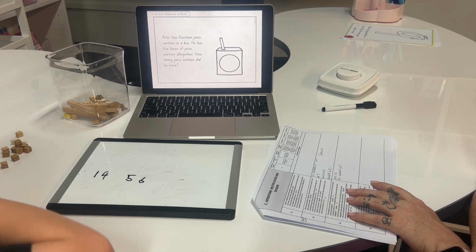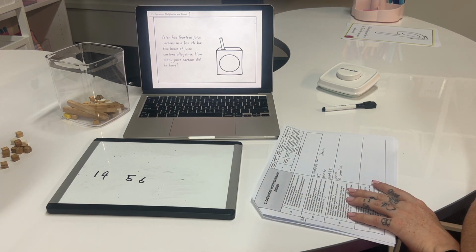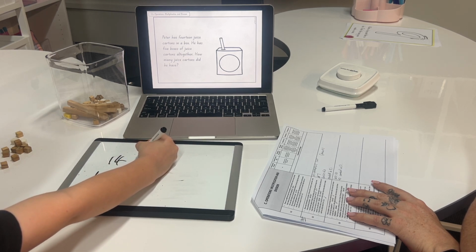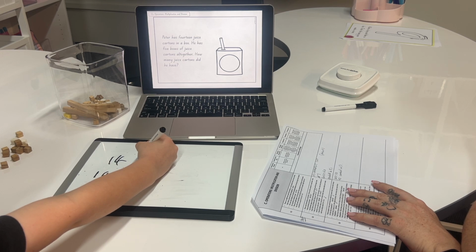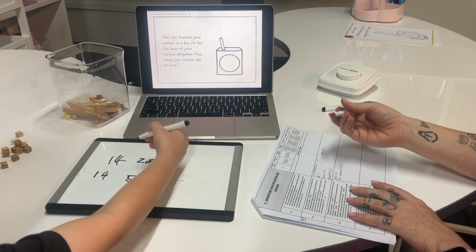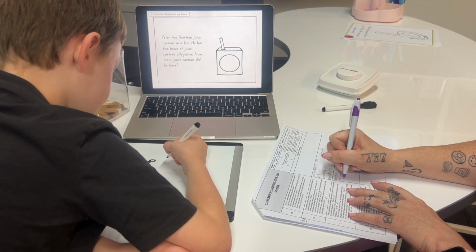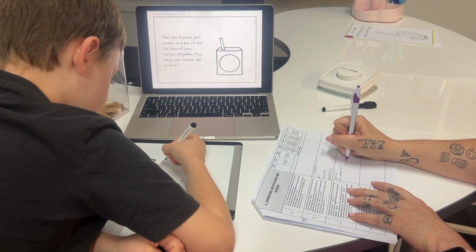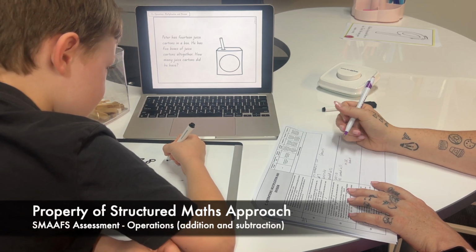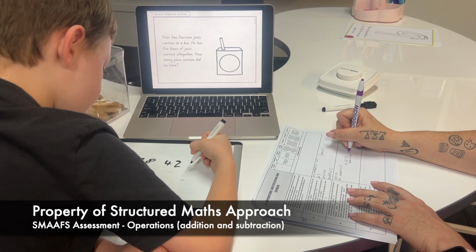I can't count in 14. Can't count in 14s? You could use your whiteboard to help you. 14. 28. So we need to write 5 numbers. 14, 28. 42.